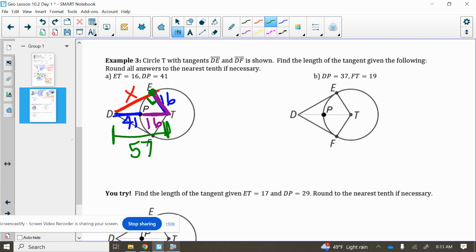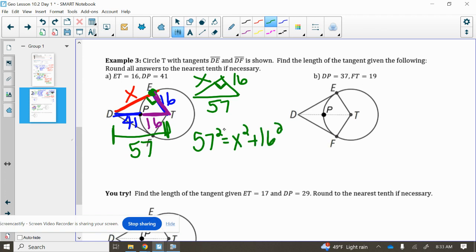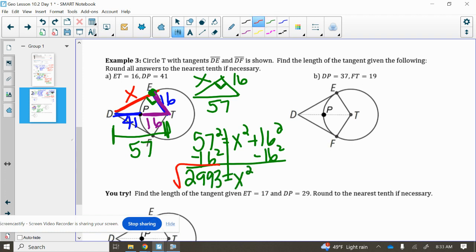So really, if we look at this right triangle, if I redraw it over here, here's my right angle. My C value is 57. My radius here is 16. I'm looking for that last side. So C squared equals A squared plus B squared. Subtract over the 16 squared. We end up with 2,993. And after square rooting, we can round to the nearest tenth. X is 54.7.